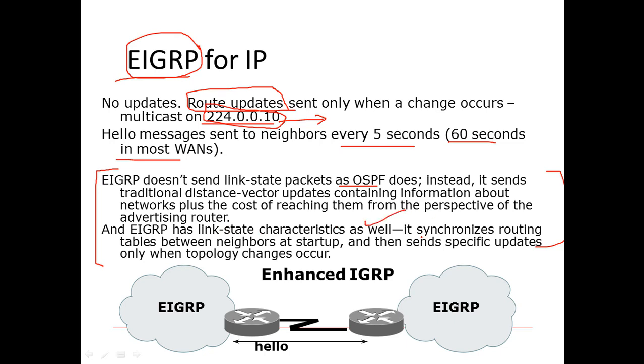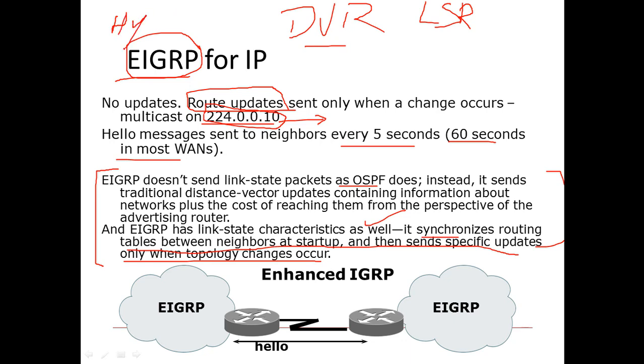So it synchronizes the routing tables, as I've told you, between the neighbors at startup and then sends specific updates only when a topology change occurs. So you can see that we have combined the effectiveness of distance vector routing as well as link state routing. That is why this is known as the advanced or enhanced version of IGRP, or distance vector routing, but the common name that you can find in the books is the hybrid routing protocol. So hybrid routing protocols include EIGRP.